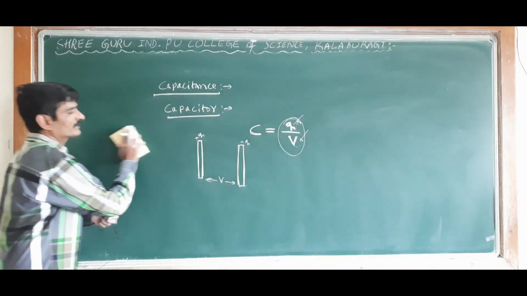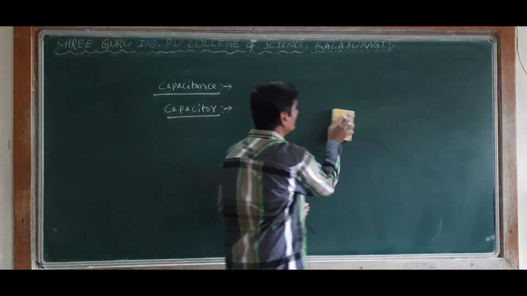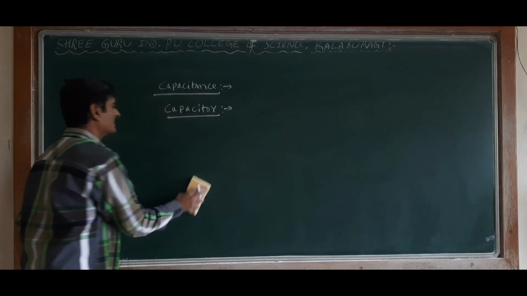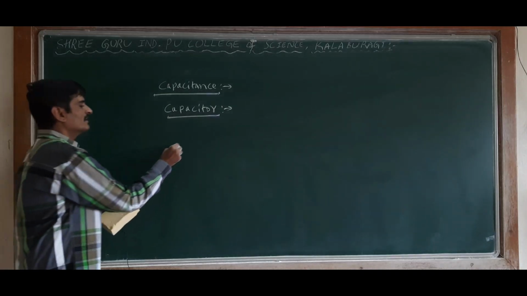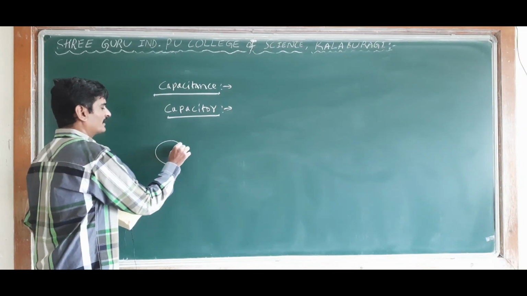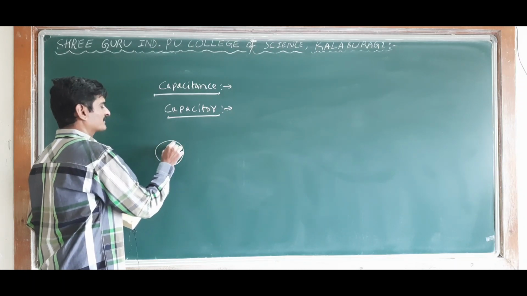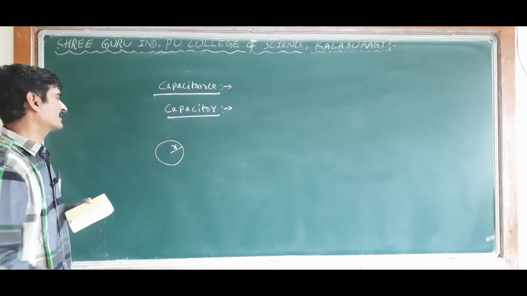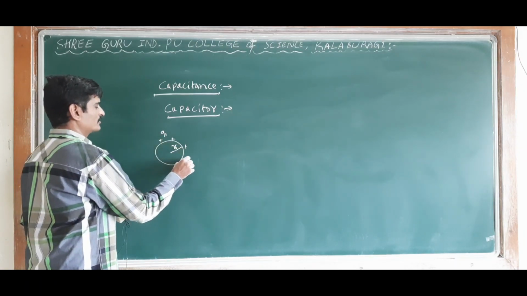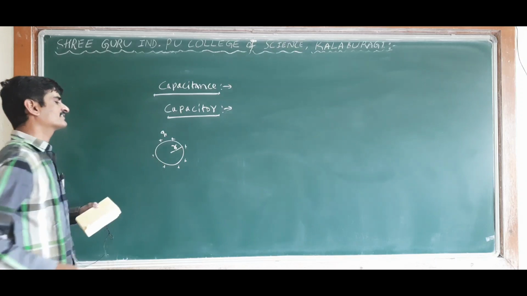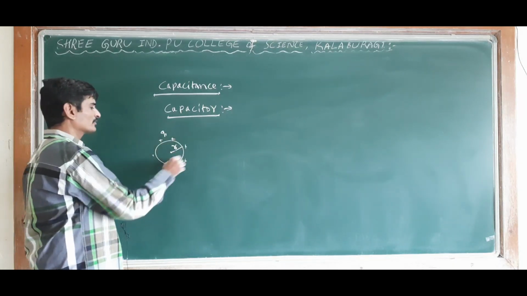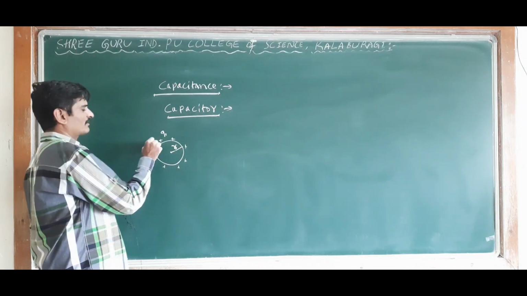Understood? Okay. Now let us understand the capacitance of a conductor, just for our understanding. Let us consider a charged conductor, and let R be the radius of the conductor, and Q be the charge uniformly distributed on the conductor. Assume that this charge is at the center of the conductor.